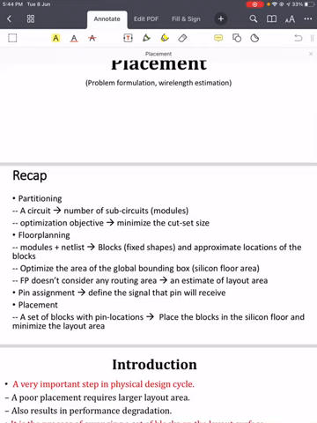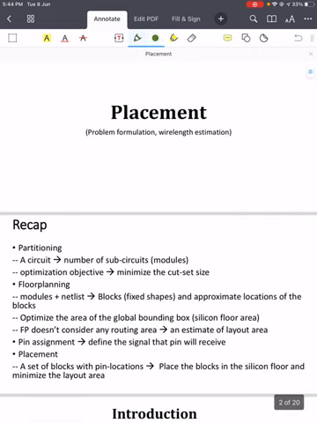Hello. So in this lecture we will look at different aspects of placement, which is an important step in VLSI physical design, and mainly we'll look at two different aspects in this video. That is, how we'll formally formulate this placement problem, and also we'll look at some of the length estimation techniques that are required to solve the placement problem.